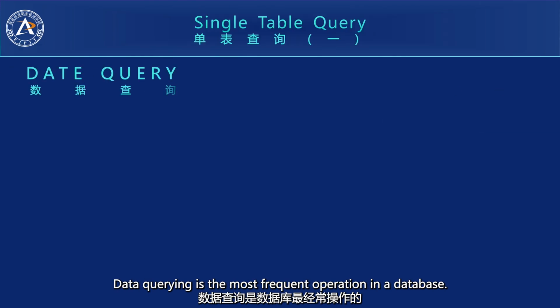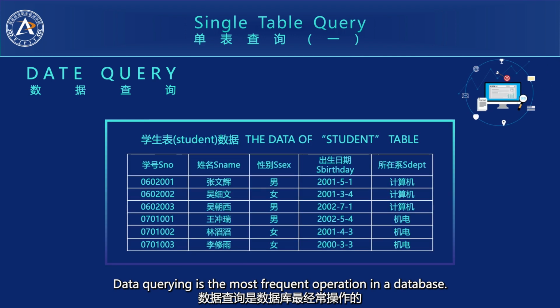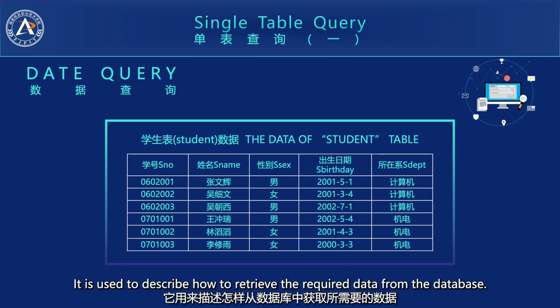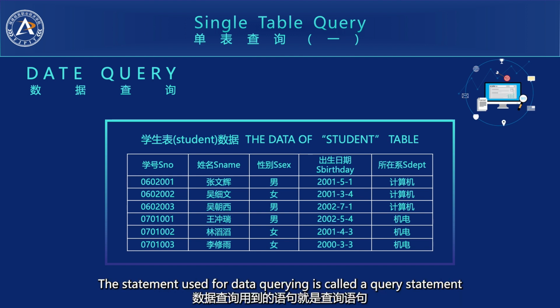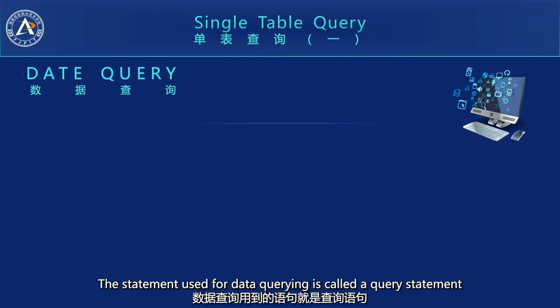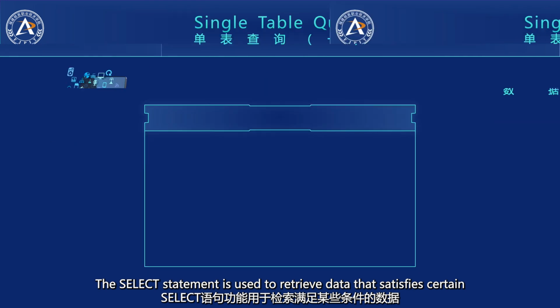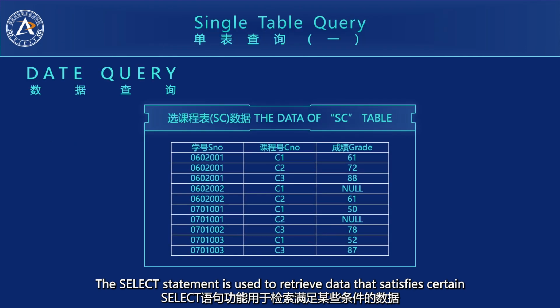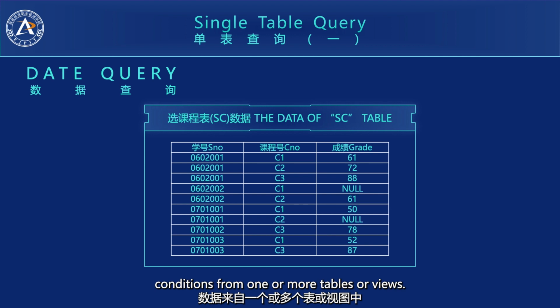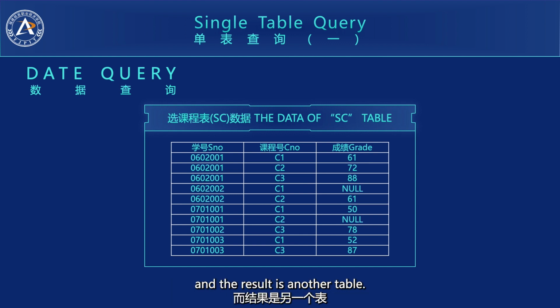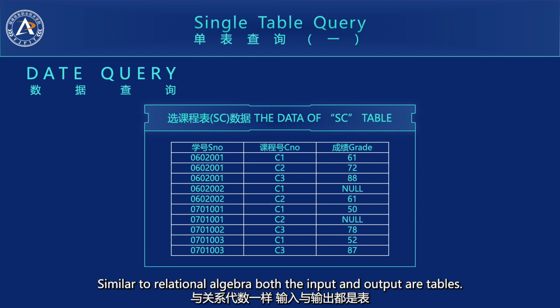Data querying is the most frequent operation in a database. It is used to describe how to retrieve the required data from the database. The statement used for data querying is called a query statement, specifically the select statement. The select statement is used to retrieve data that satisfies certain conditions from one or more tables or views. The source of the data is the table or view, and the result is another table. Similar to relational algebra, both the input and output are tables.